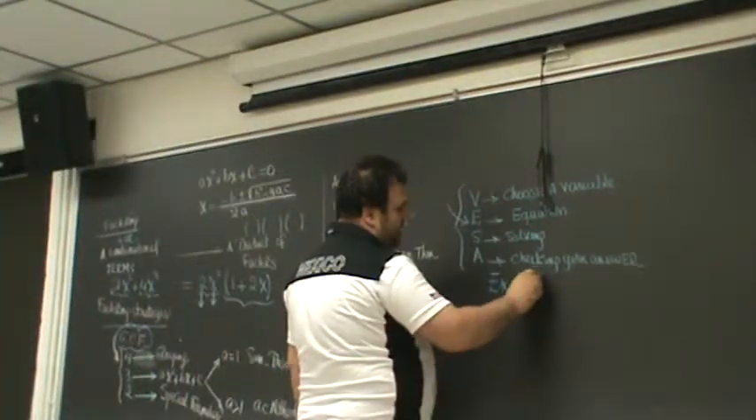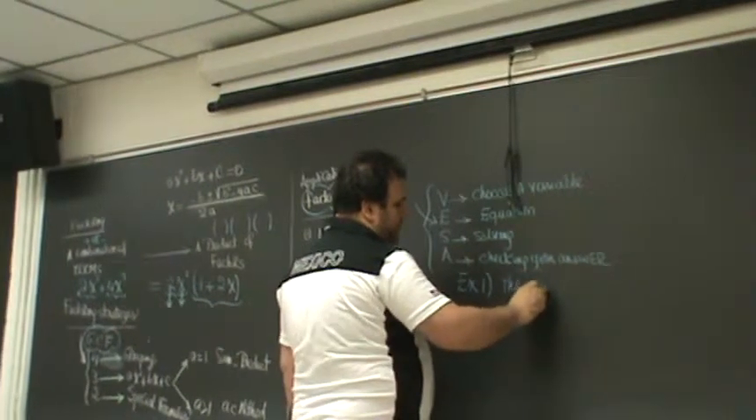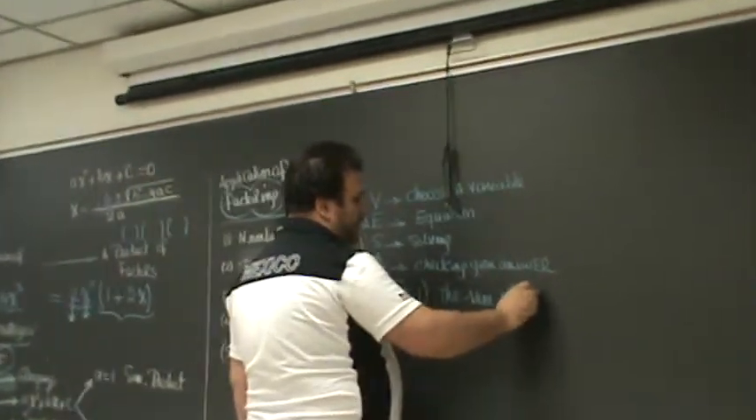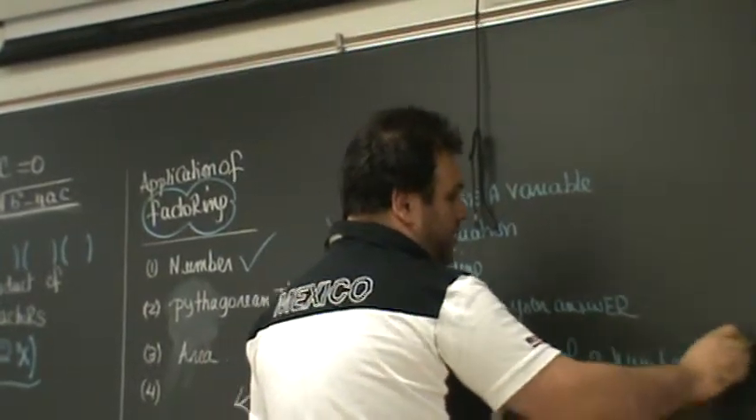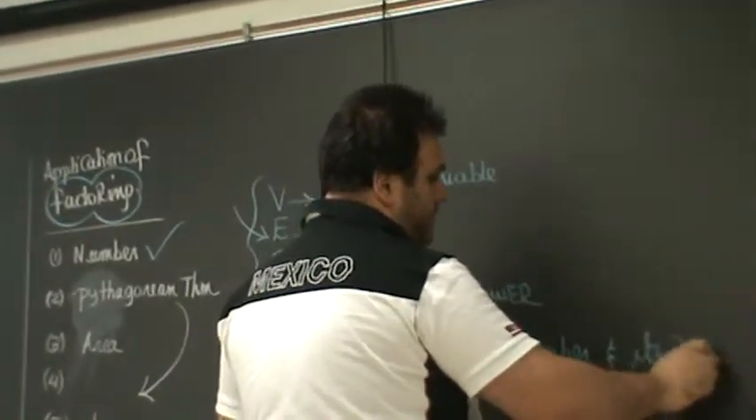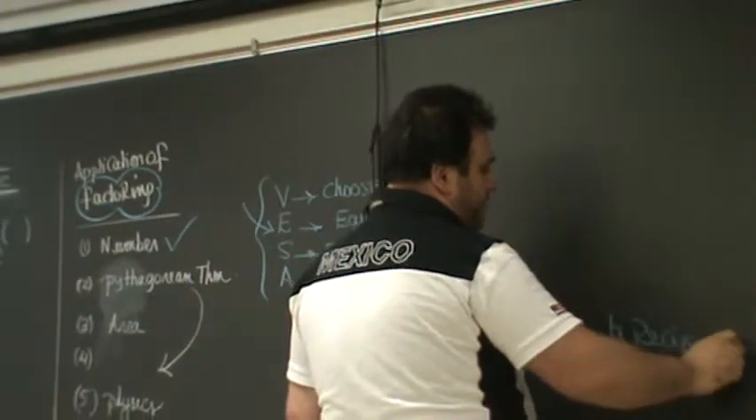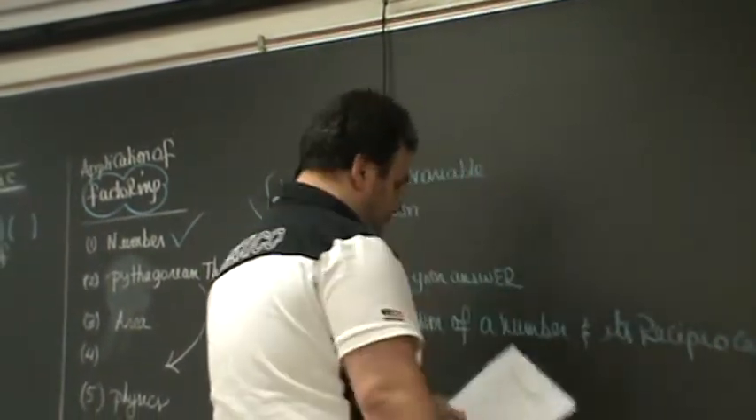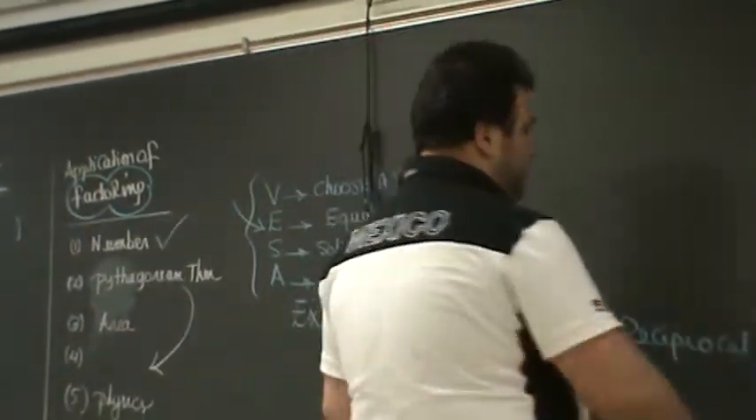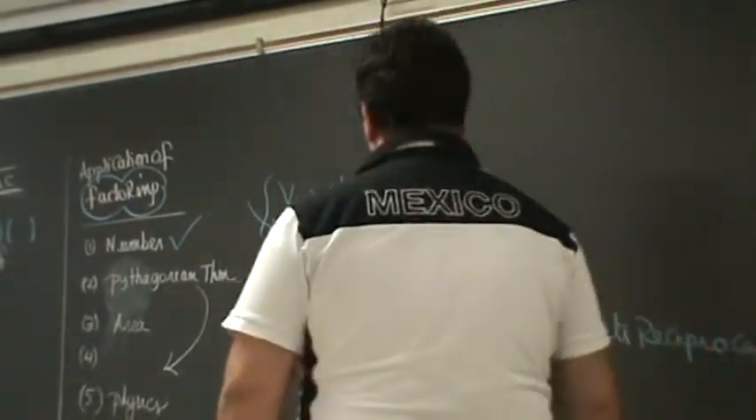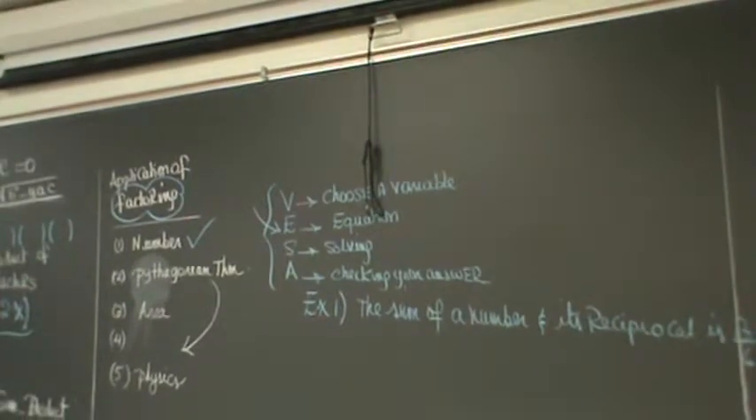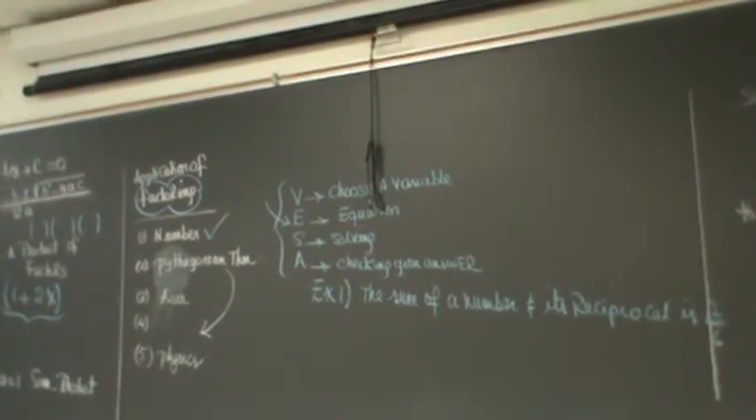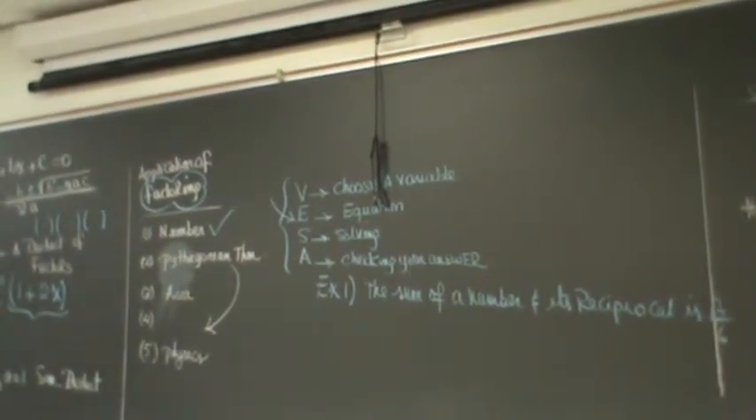Well, the sum of a number and its reciprocal is 13 over 6. Then what is the question? Find the number and its reciprocal.